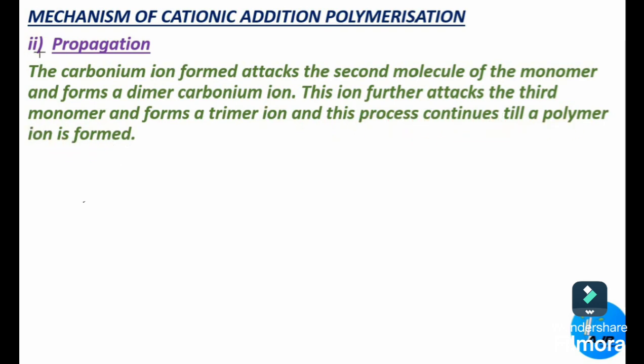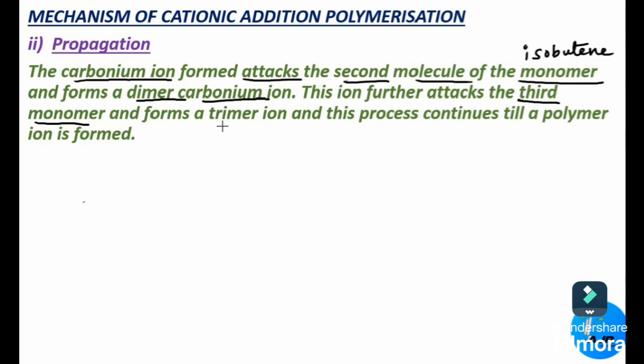Can you understand? Let me mark it. The carbonium ion formed in the initiation step attacks the second molecule of the monomer, isobutene, and forms a dimer carbonium ion. This dimer carbonium ion further attacks the third monomer, again isobutene, and forms a trimer ion.